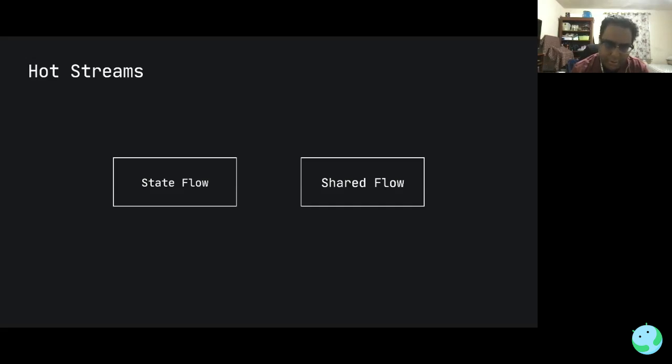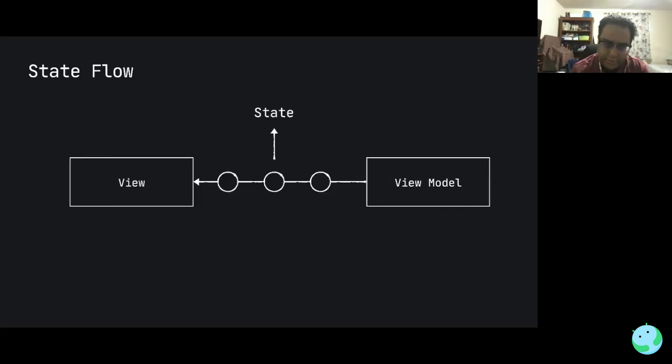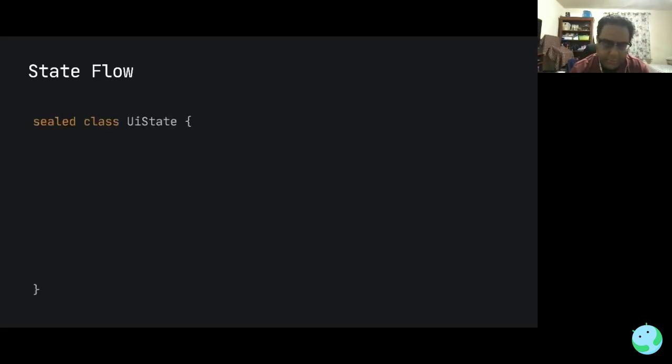So let's start with what is a state flow. As the name suggests, it's really good for modeling state. A good use case is in the world of Android, where you may want to create a stream from your view model to your view. And the stream is basically different types of states that you may want your view to render. So how do you set up the state, and what could it be? The state could be some form of UI state, for example.